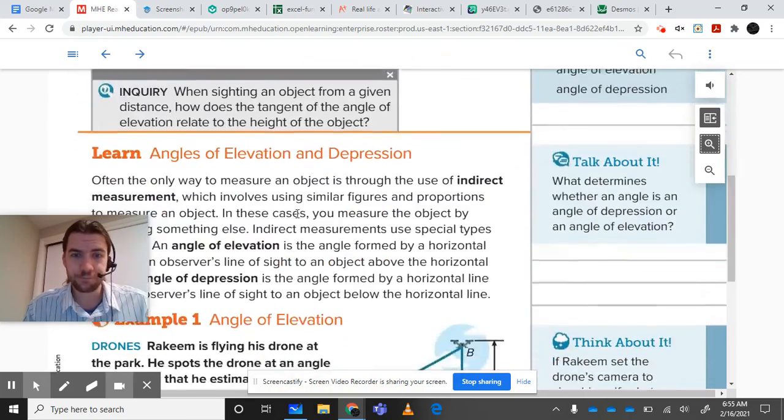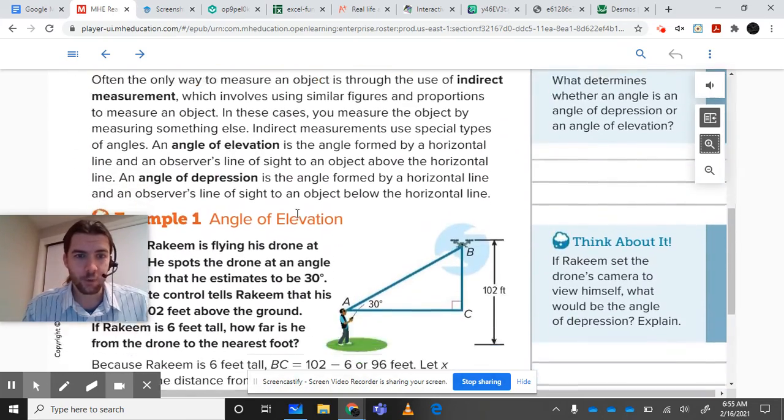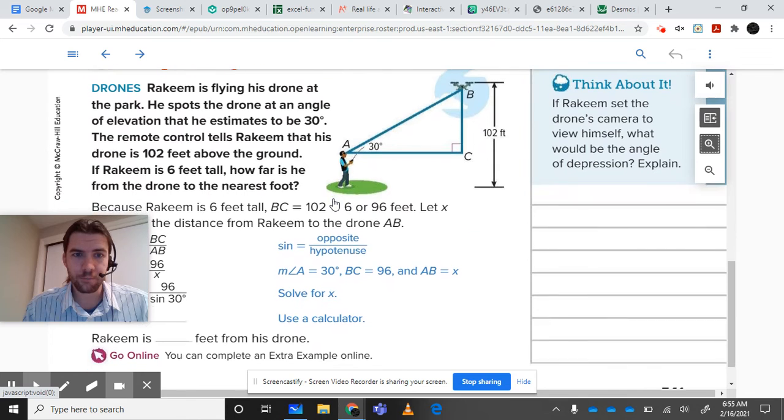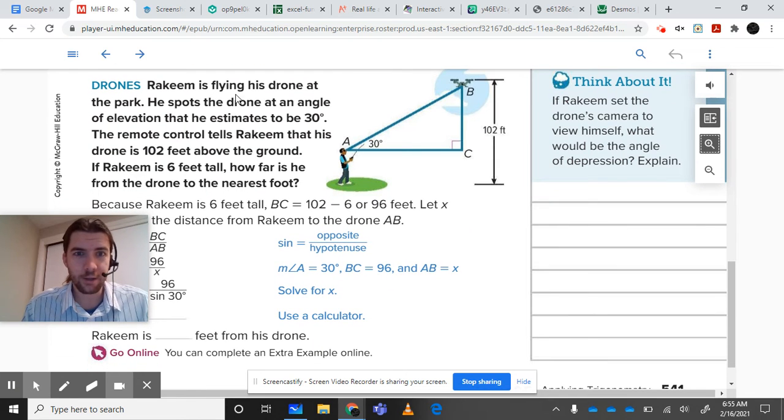problems. So in our first problem, they want us to work with something called angle of elevation. They say that Rakim is flying his drone at the park. He spots the drone at an angle of elevation he estimates to be 30 degrees.